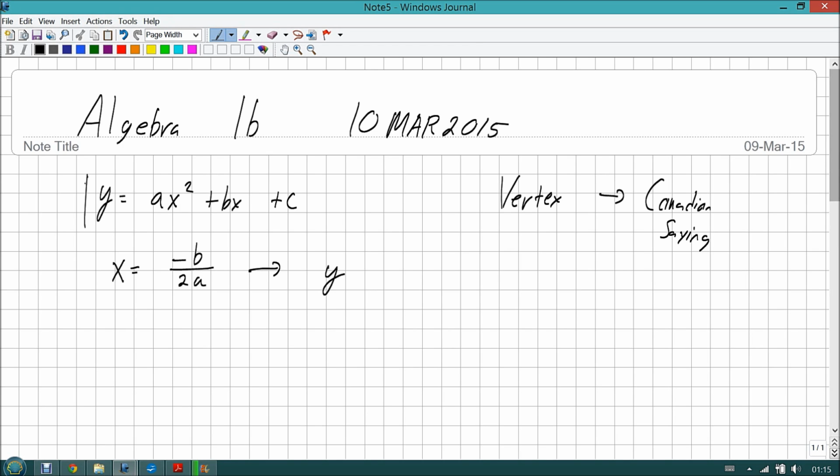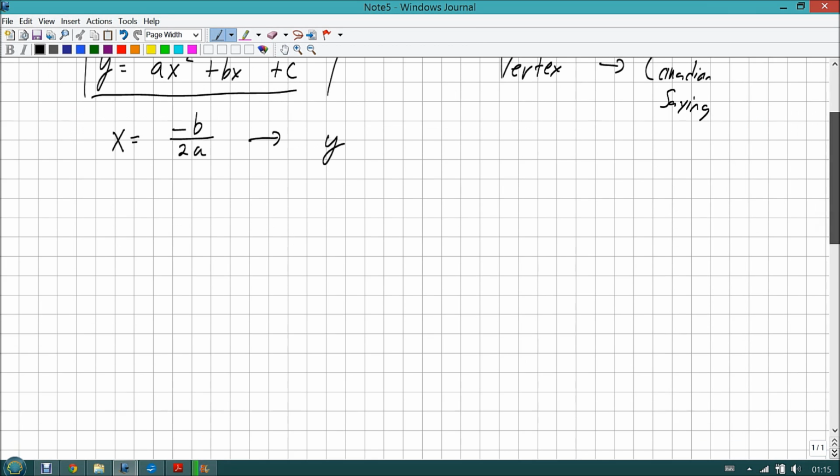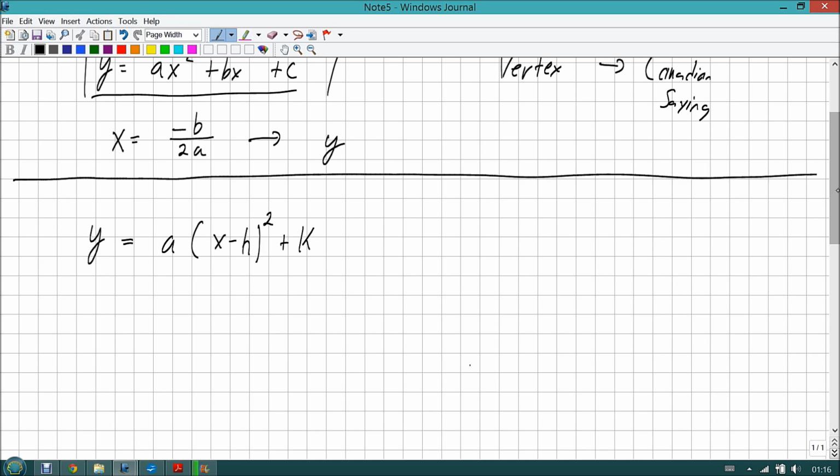Now, sometimes we're not given this format. Sometimes we're given the easier version, which is called the vertex form. In vertex form, you'd be looking at y is equal to a on the outside of x minus h quantity squared plus k. Now, the nice thing about vertex form is that the vertex is already given to you. And that vertex is always going to be at h, comma, k.